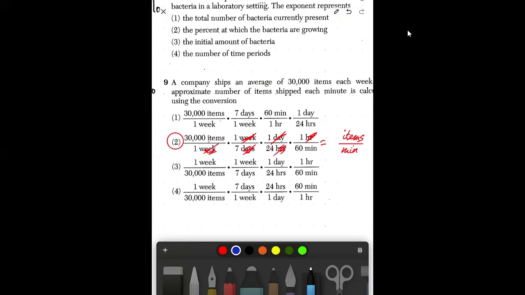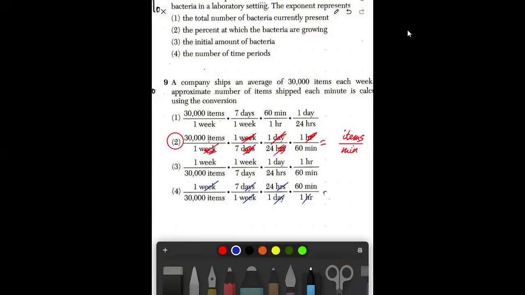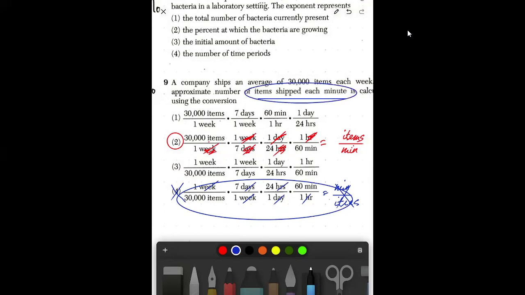If you look at number 4, you have weeks on the top and weeks on the bottom. You have days on the top and days on the bottom, so they all cancel. You have hours on the top and hours on the bottom. So we're left with minutes on the top and items on the bottom. Now, this is not what we're looking for. We're looking for items per minute, not minutes per item. So that's why this one is not right. Even though it cancels out nicely and leaves us with 1 unit on the top and 1 unit on the bottom, it's not the units that we were looking for. We were trying to convert to items per minute.